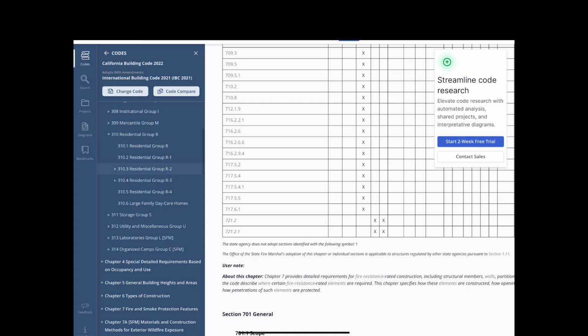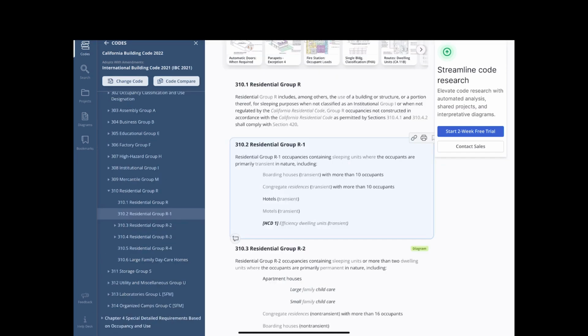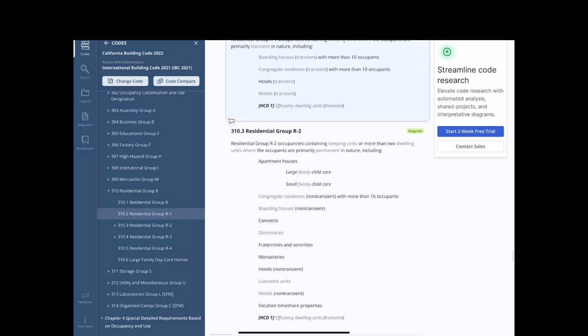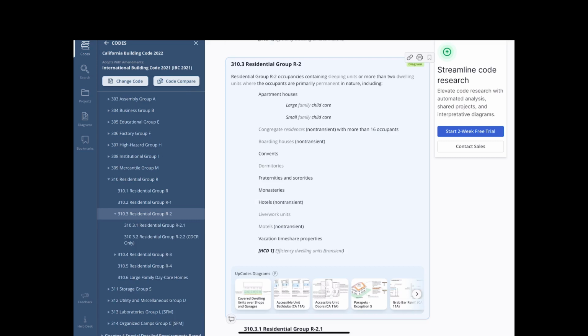So we'll go through and read each of these subgroups here. There's R1. I can click on R1, and the cool thing about the chapter, it'll take me straight to that section. R1 says occupancies containing sleeping units where the occupants are transient in nature. These include hotels and motels that are transient, so it's definitely not that because occupants in dwelling units are likely non-transient. So let's go to R2. I just click on R2. And in this occupancy, there's more than 2 dwelling units and they're primarily permanent in nature. So that sounds about right.